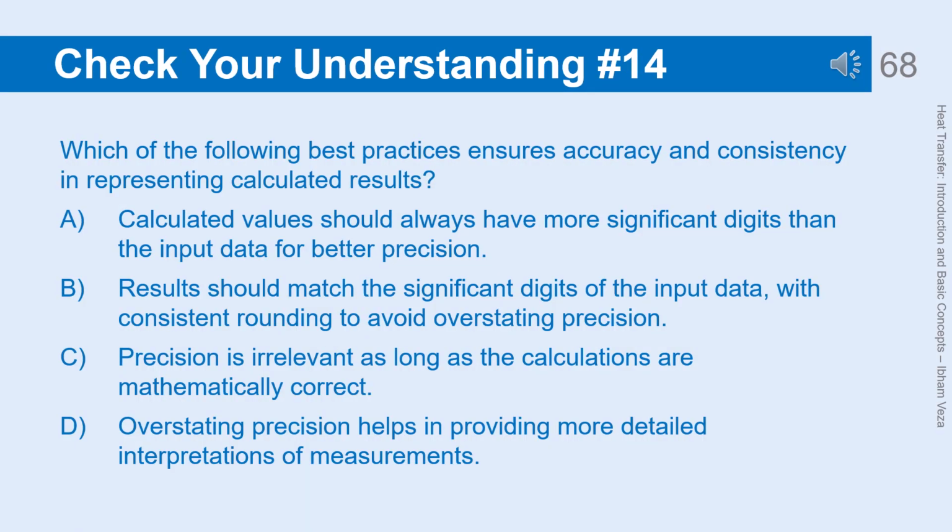Check your understanding number 14. This question emphasizes the best practice in reporting calculated results. The correct answer is that results should match the number of significant digits of the input data. This prevents making unrealistic claims about precision. This principle is very important in scientific and engineering reporting. By following this rule, the communication of results becomes more reliable.